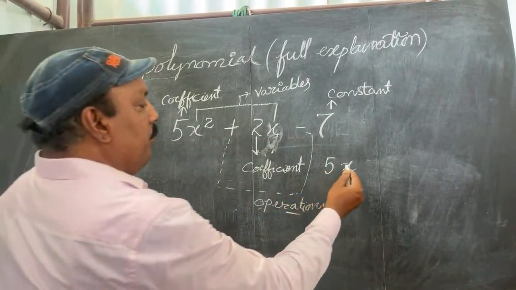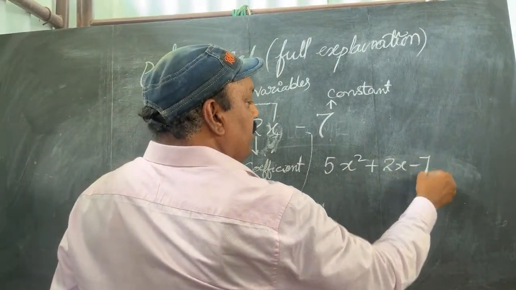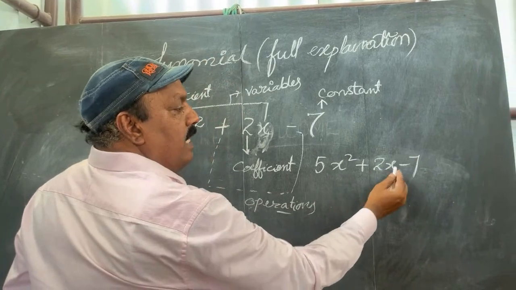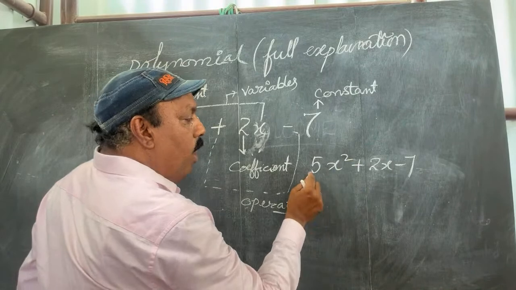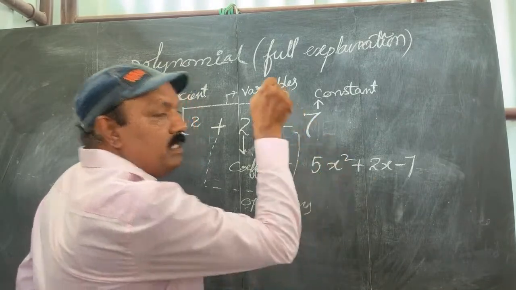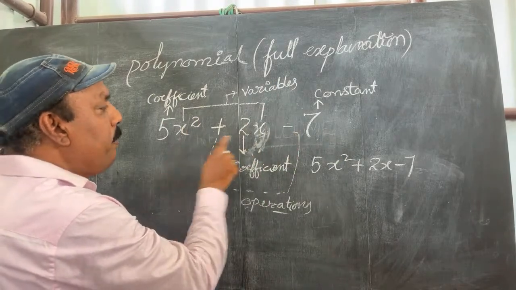Here, take 5x square plus 2x minus 7. Here x has power 1 and here x has power 2. What is the degree of the polynomial? It is 2, which is the highest, and that one you have to take. Okay, and this is the polynomial equation.